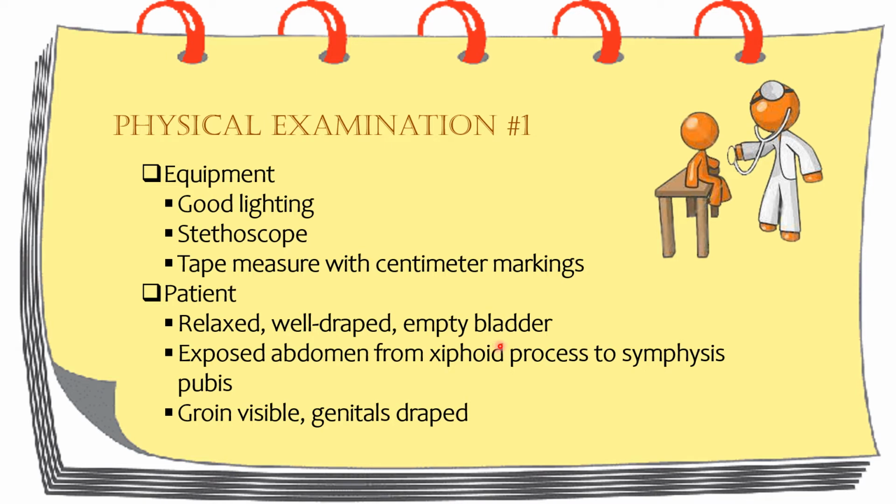Okay, so let's now proceed to the physical examination. Make sure that you have your equipment, good lighting, your stethoscope, and the tape measure with centimeter markings. The patient should be placed relaxed and well draped, and of course you ask the client to void first before proceeding with the physical examination to avoid discomfort. Then expose the abdomen from the xiphoid process to the symphysis pubis. The groin must be visible and the genitals must be draped, of course, to provide privacy to your patient.